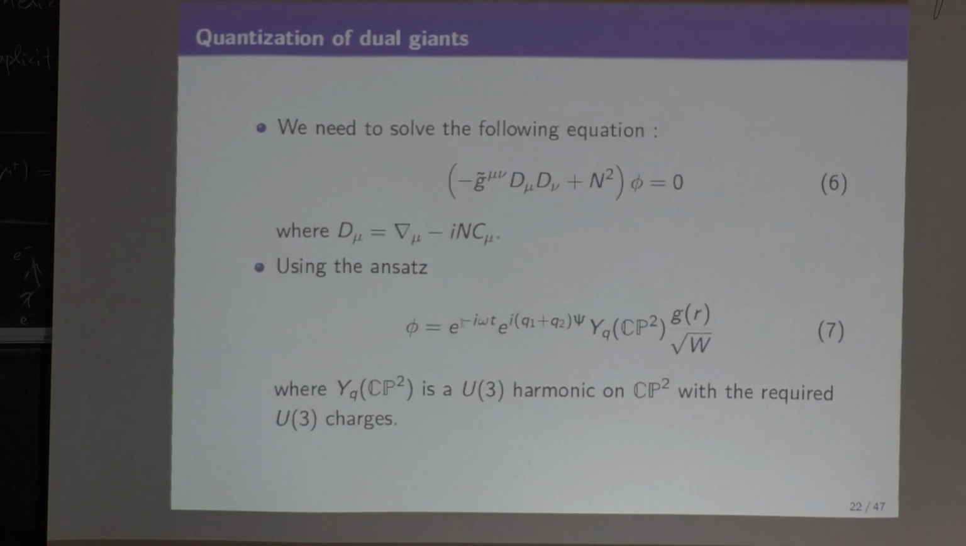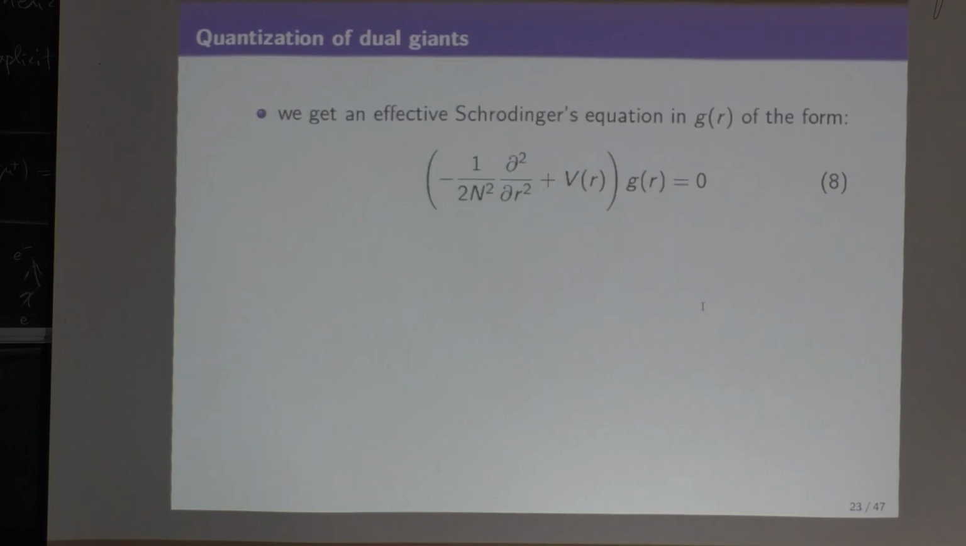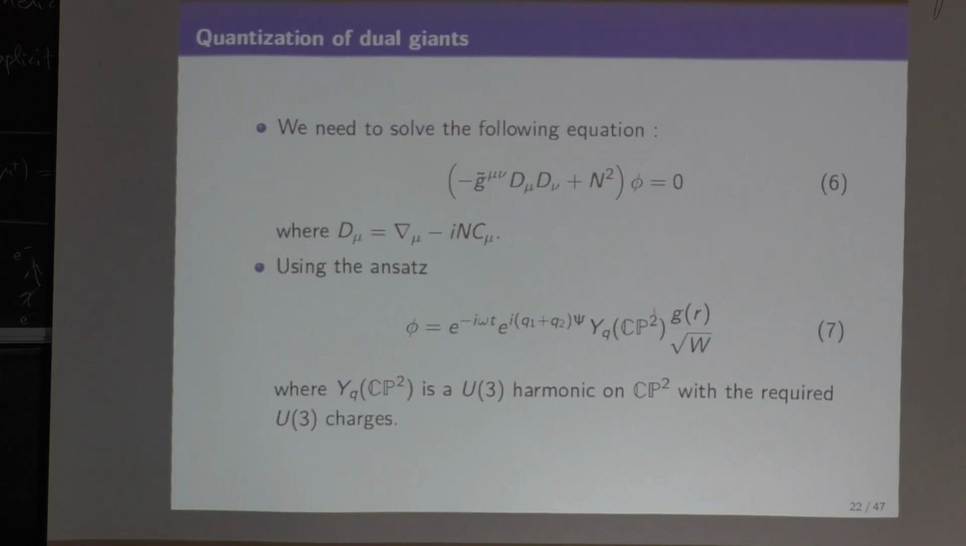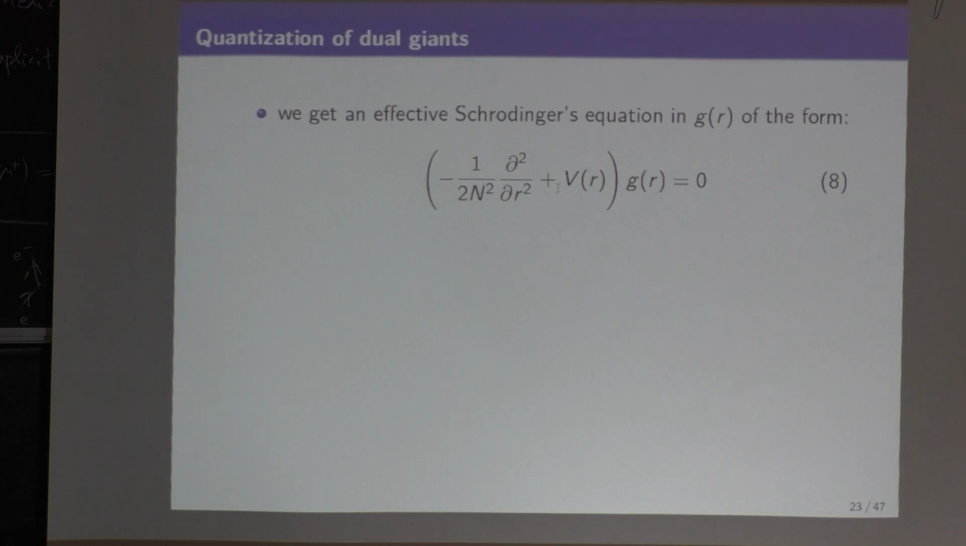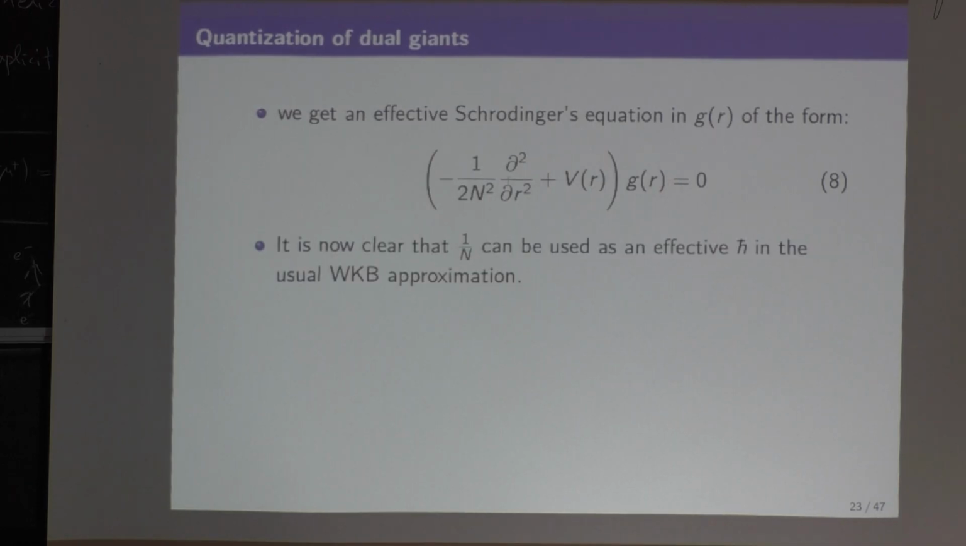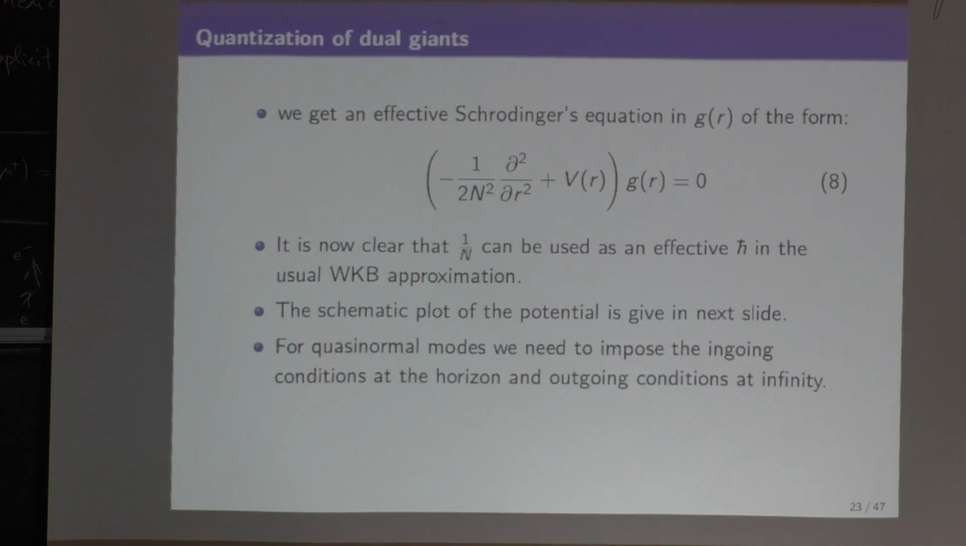So as we usually do, we pick some ansatz for the scalar field, and we want to solve for this function g(r), and we have to put the appropriate boundary conditions that we usually put for quasi-normal modes. By choosing this form, I basically convert my Poisson's equation to a Schrodinger type equation, and I have some effective potential. And notice that I have 1/N^2 here, so 1/N basically acts like an effective h bar. So I can use the WKB approximation. The schematic potential will be shown next.